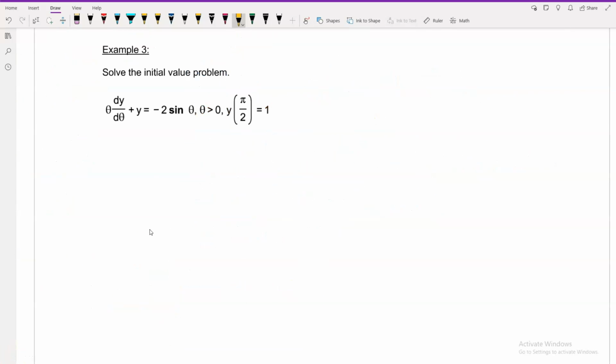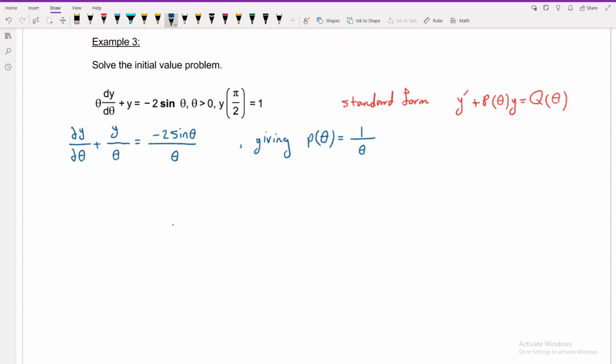Solve the initial value problem: theta times dy/d theta + y = -2 sin theta, theta is greater than 0, and y of pi/2 is equal to 1. First write in standard form, which is y' + p(theta)y = q(theta). So divide both sides of the equation by theta. We're going to have dy/d theta + y/theta equal to, on the right side, -2 sin theta divided by theta.